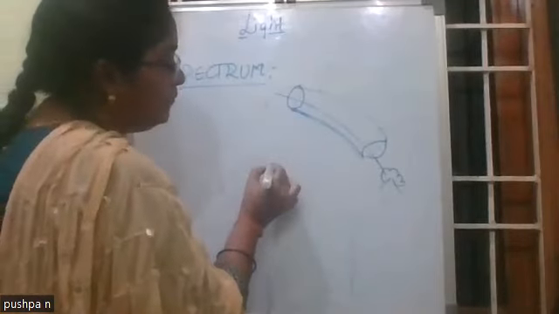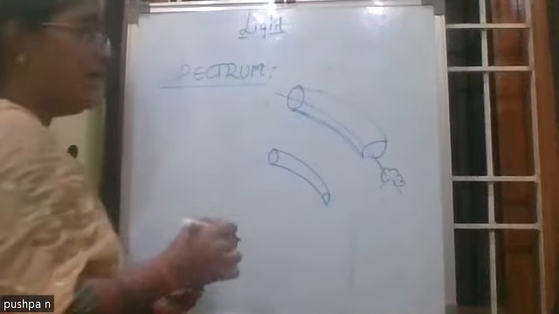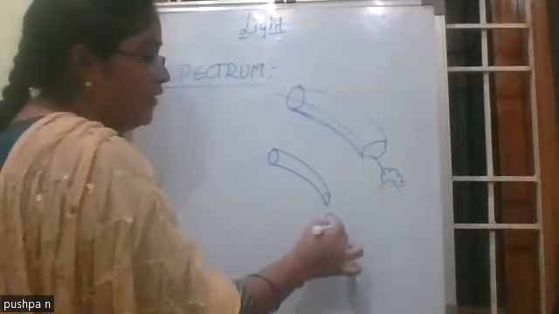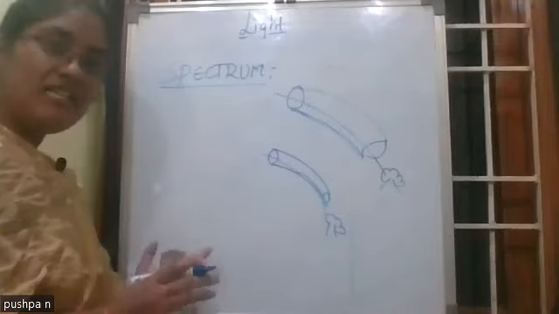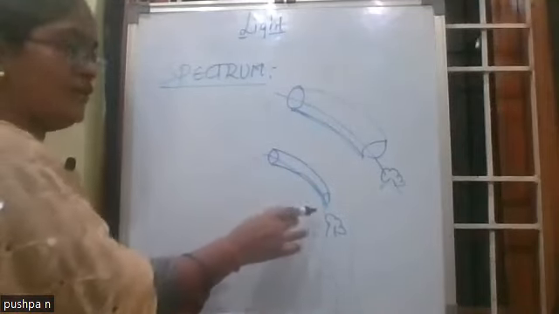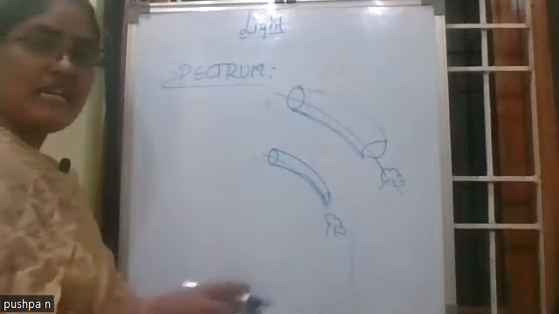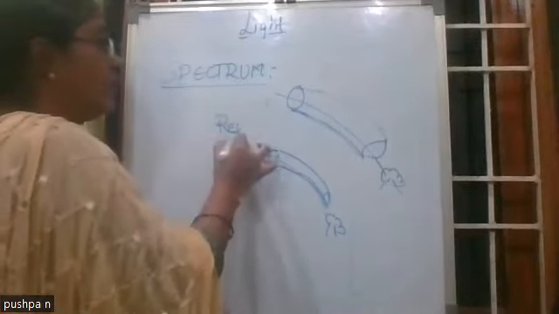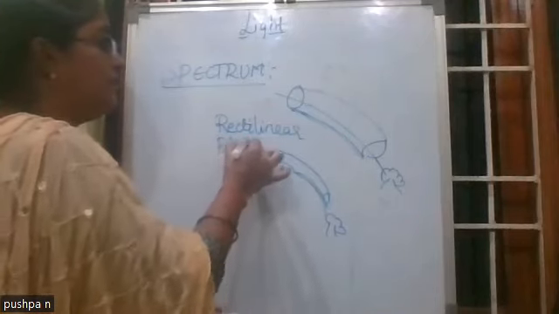We can discuss this later. If you see a bent pipe, you cannot observe the image because light travels in a straight line path. Here it is bent, so light cannot travel. Light only travels in a straight line path. Rectilinear propagation of light.